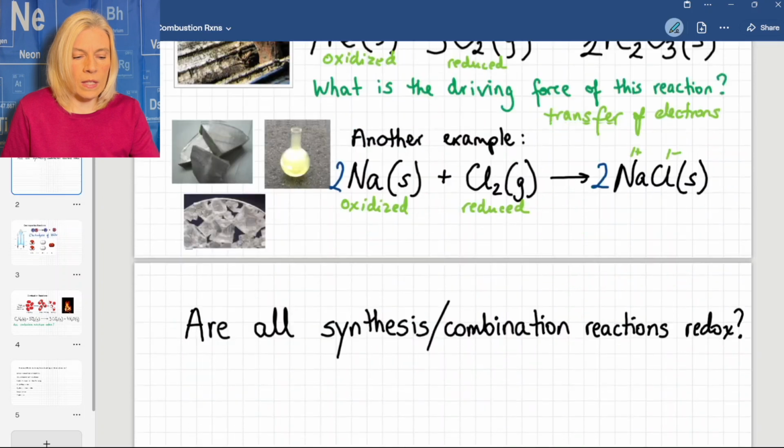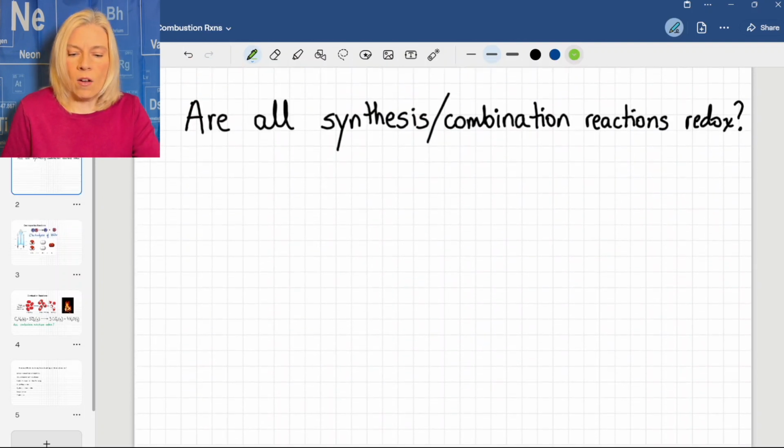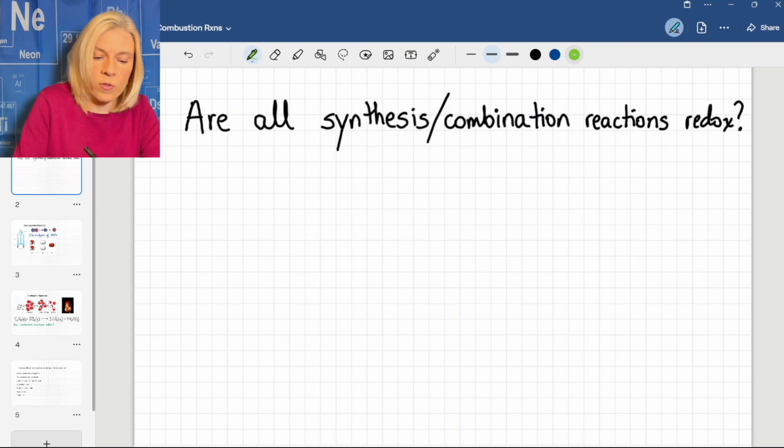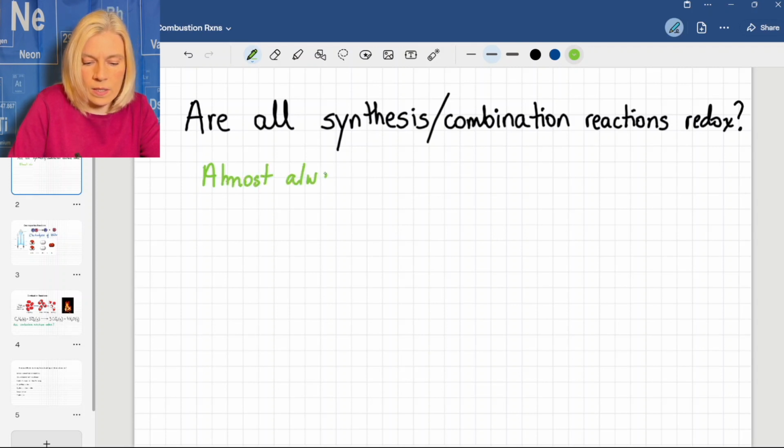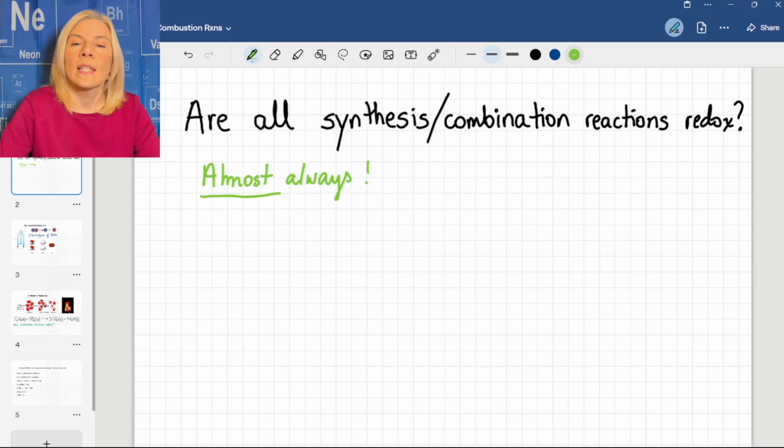So that might make you think, are all synthesis reactions, also known as combination reactions, redox? Well, the thing is, almost always. Almost always. The key word here is almost. So that means not all the time.